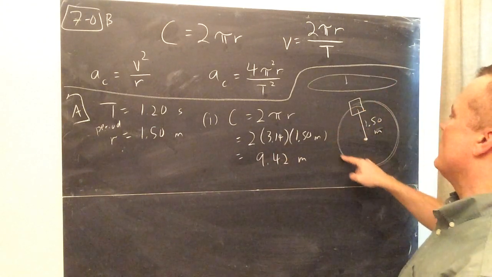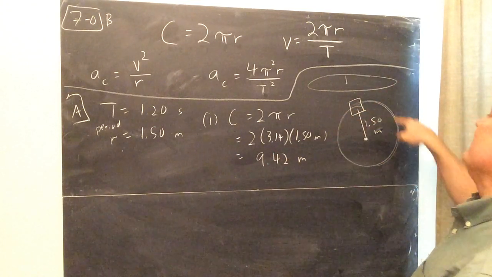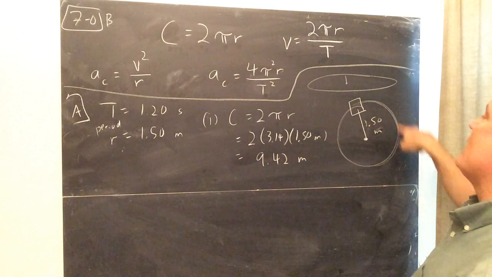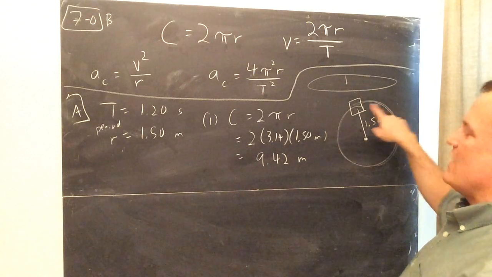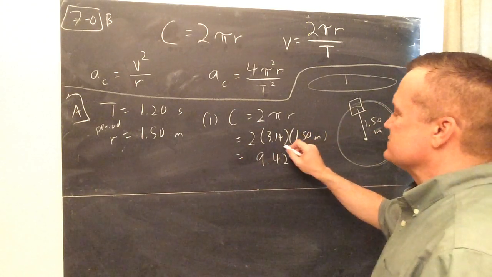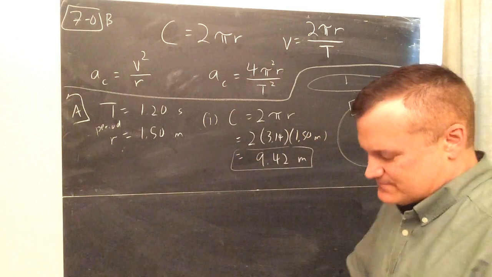So it's 9.42. That will be the path in the air that it's traveling around that circle, all around it. We don't call it perimeter, but the circumference, the distance around it, will be 9.42 meters.